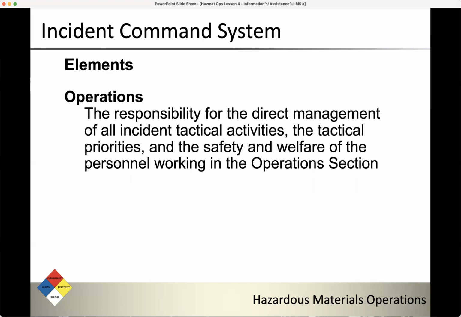Operations. The responsibility for the direct management of all incident tactical activities, the tactical priorities, and the safety and welfare of personnel working under the operations section. They're the ones in charge of getting the incident taken care of at the tactical level.